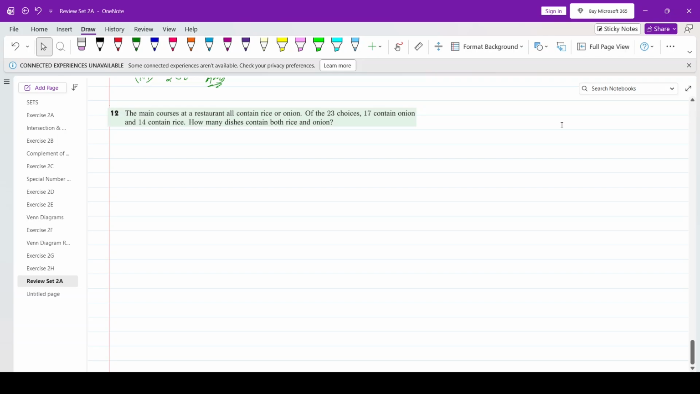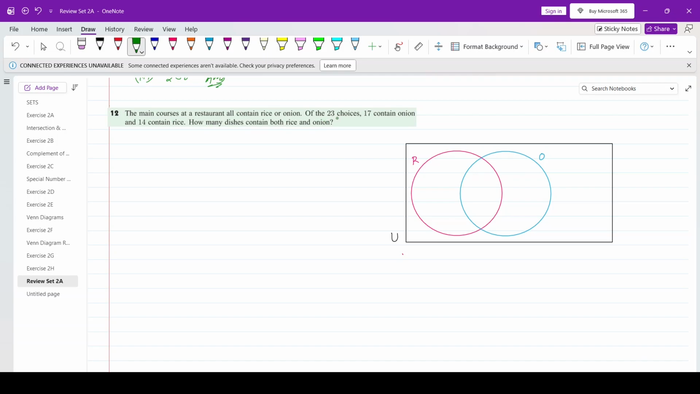The main courses at a restaurant all contain rice or onion. Of the 23 choices, 17 contain onion and 14 contain rice. So we know there are a total of 23 choices. So the number of elements in the universal set is 23. And we know out of these 23, all contain either rice or onion or both. So there is no dish that does not contain rice or onion. So this region is going to be 0.